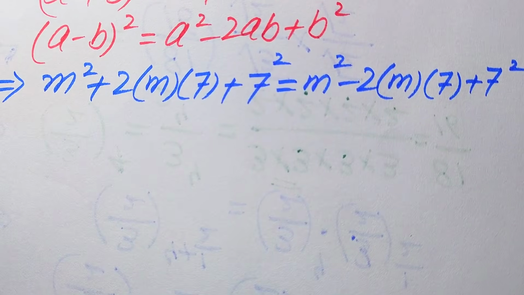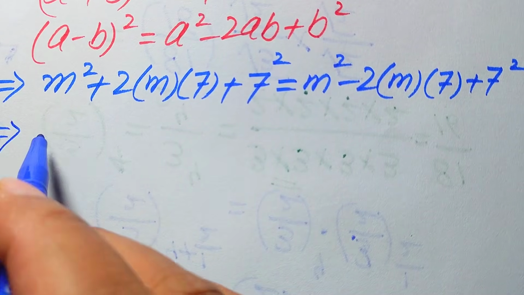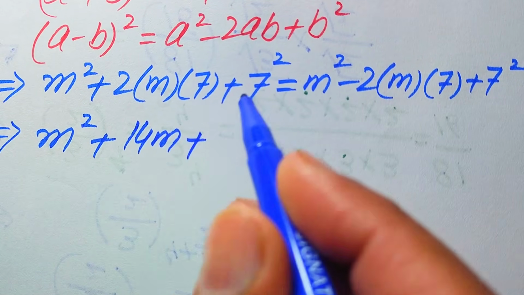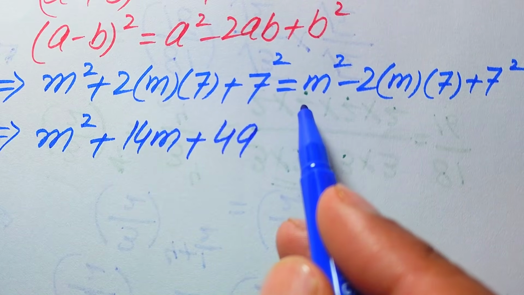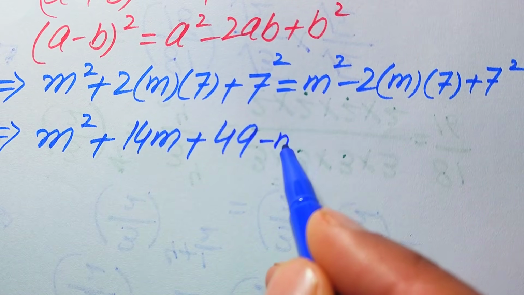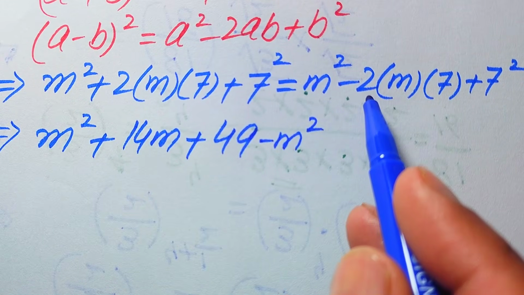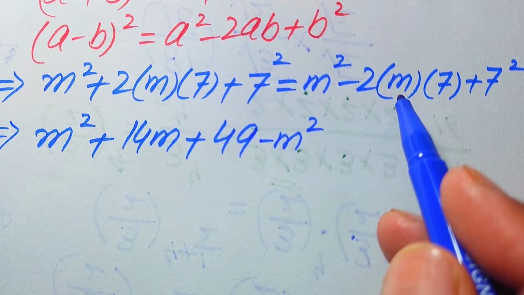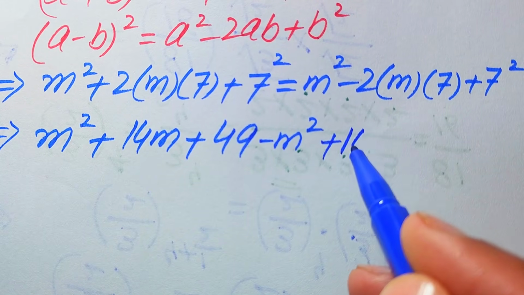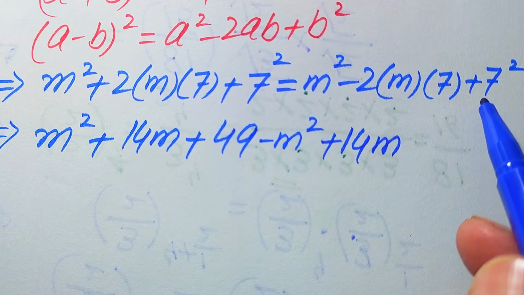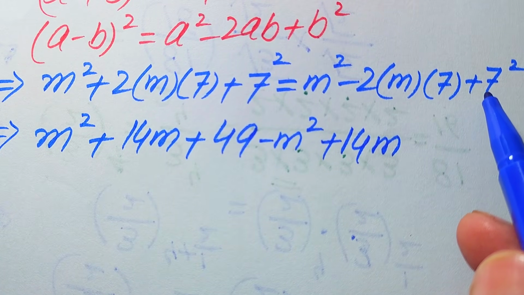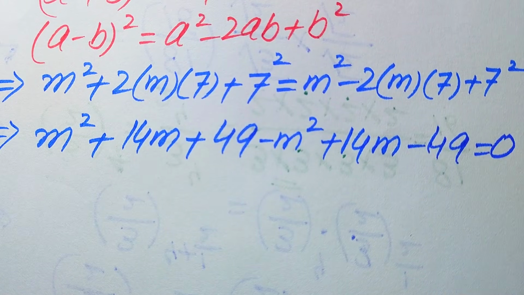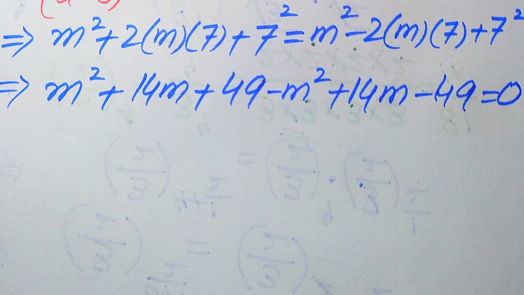In the next step, we need more simplification, and it will be written as m square plus 2 times 7, which becomes 14m, plus 7 square, and 7 square becomes 49. This is plus m square; when we move it to the left hand side, it becomes minus m square. This is minus 2 times m into 7, which becomes 14m, and this is a negative term; when we move it to the left hand side, it becomes positive. In the same pattern, this is plus 7 square, and 7 square becomes 49. This is plus 49, and when we move it to the left hand side, it becomes minus 49, and this whole equation is equal to 0.